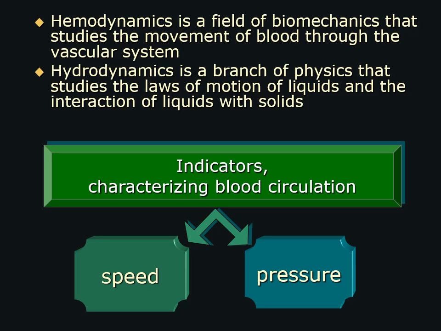I repeat, hydrodynamics deals with the laws of motion, mostly of water, moreover, water as an ideal liquid, while hemodynamics studies the basic patterns of blood movement through the vascular system. There are two groups of indicators in hemodynamics. These are speed characteristics, and characteristics that determine, influence, change pressure, blood pressure.